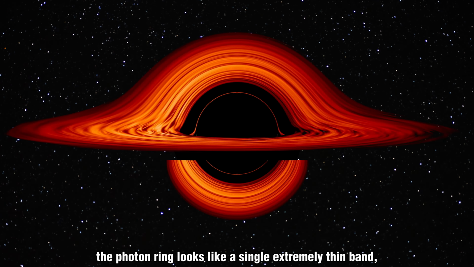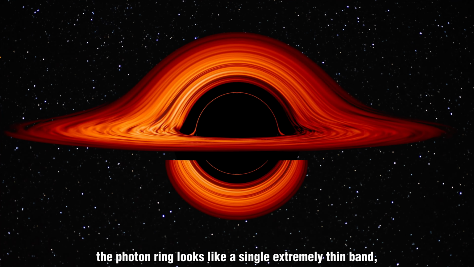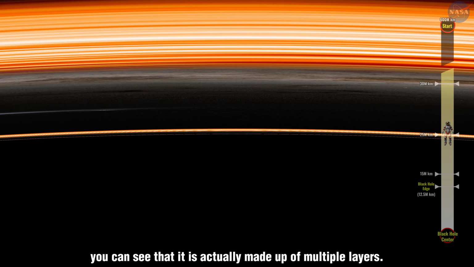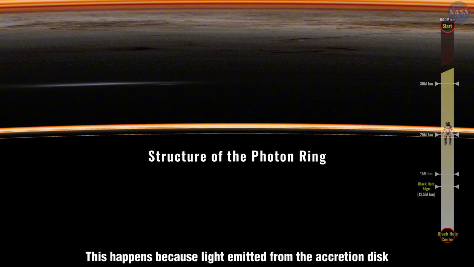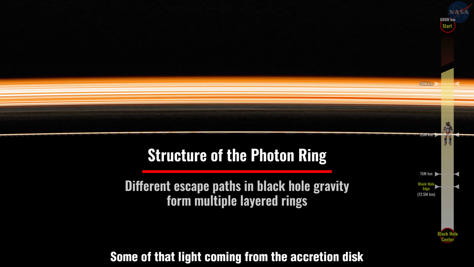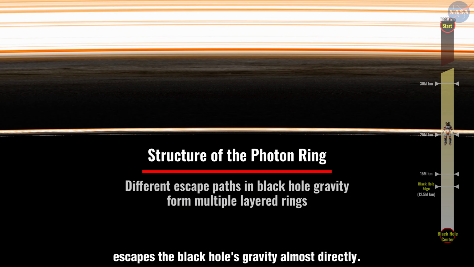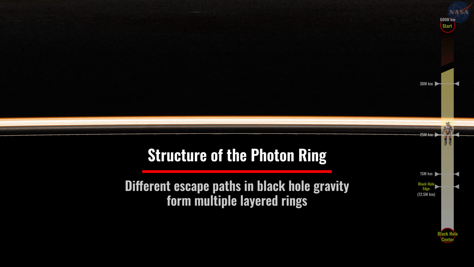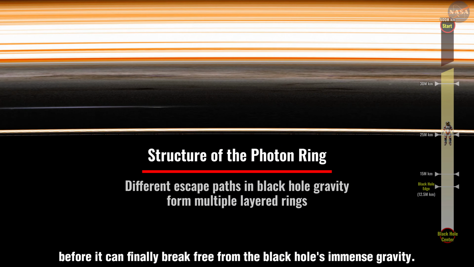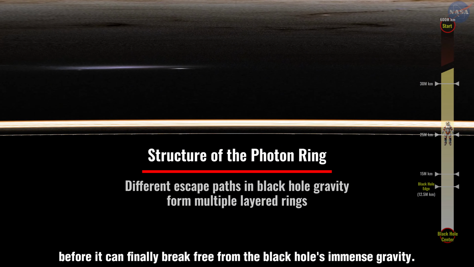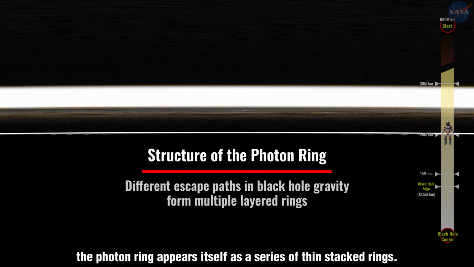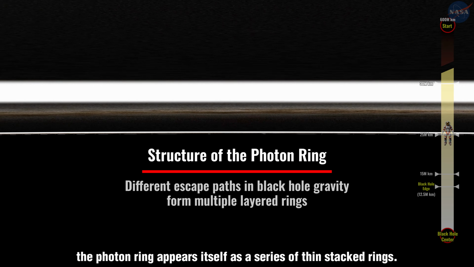From a distance, the photon ring looks like a single, extremely thin band, but when you take a closer look, you can see that it is actually made up of multiple layers. This happens because light emitted from the accretion disk follows different paths on its way to the observer. Some of that light escapes the black hole's gravity almost directly. Other light takes a far more complex path, circling the black hole several times before it can finally break free from the black hole's immense gravity. As light arriving along these different paths overlaps, the photon ring appears as a series of thin, stacked rings.